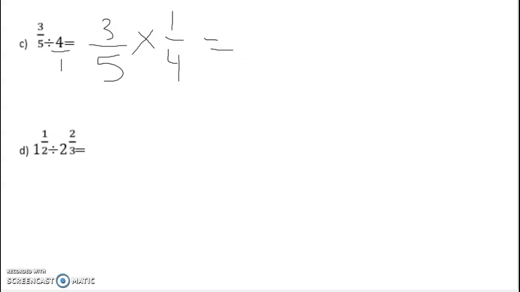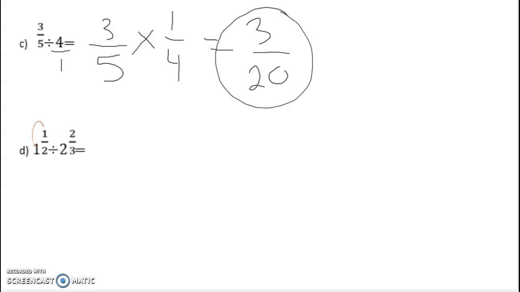And then we multiply the numerators. 3 times 1 gives us 3. 5 times 4 gives us 20. Okay, and that can't be reduced anymore, so that's your final answer. And then the last one, we need to switch it again. So we know 1 times 2 is 2. 2 plus 1 is 3. So we have 3 over 2.